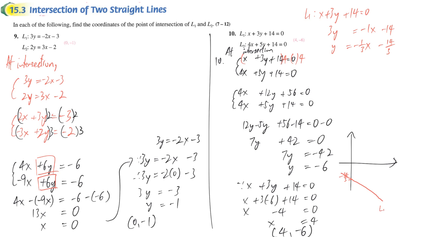Do the same for the second line. 4x plus 5y plus 14 equal to 0. Therefore, the y-intercept is negative 14 over 5, approximately here. And then going downward, and this slope is steeper than the other one. This one is negative 3 point something. However, this one is negative 8. So that means it goes down quicker.